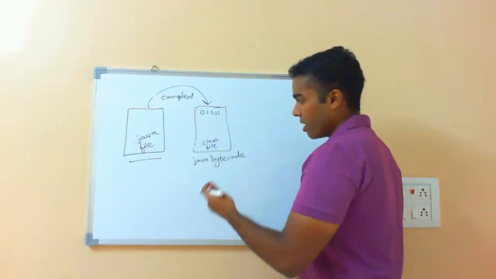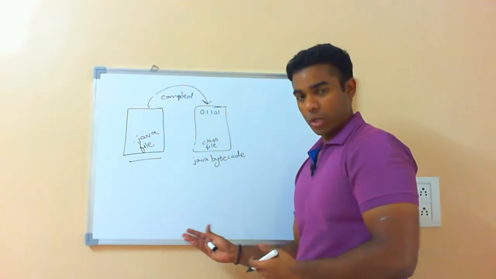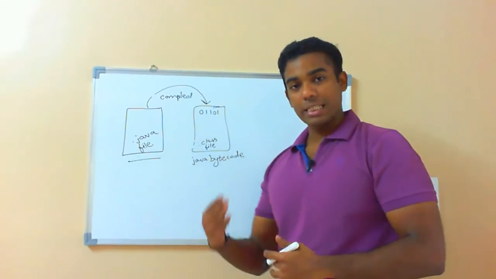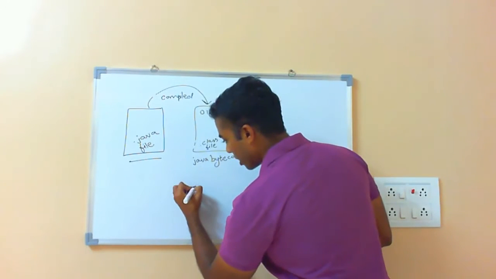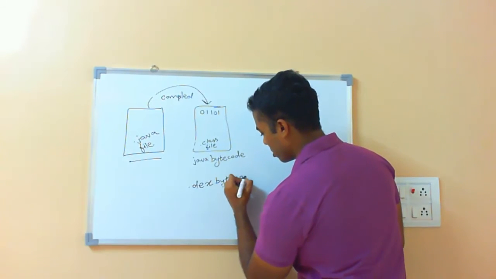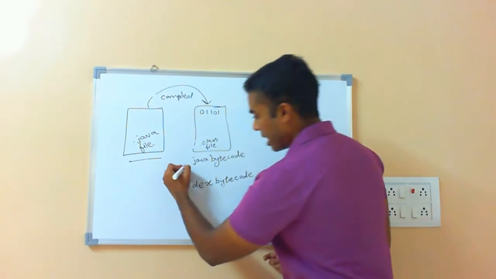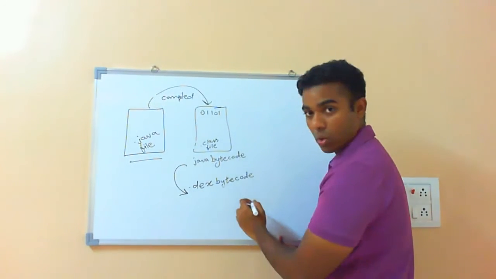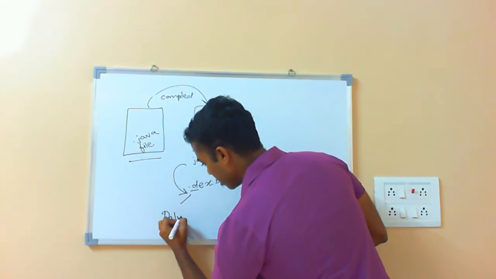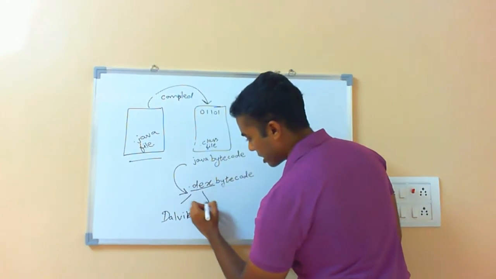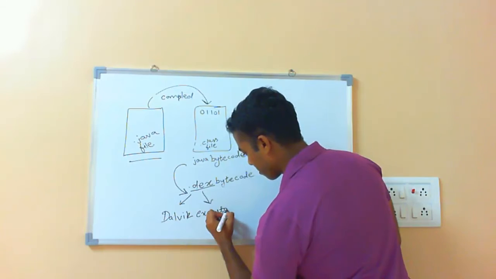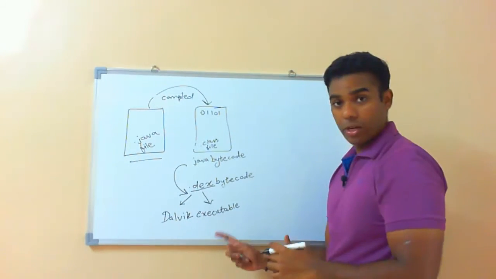Now what next? We have got this Java file compiled into Java bytecode. But what about Android? In Android, we have a distinct bytecode called dex bytecode, .dex bytecode. This Java bytecode gets converted into .dex bytecode. D stands for dynamic and EX stands for executables. So simply, dynamic executable files.